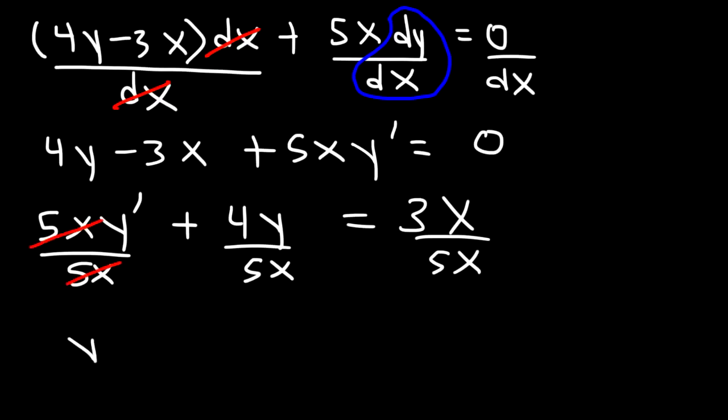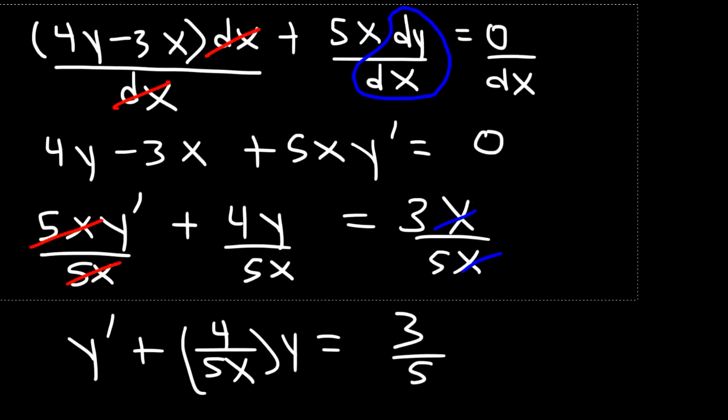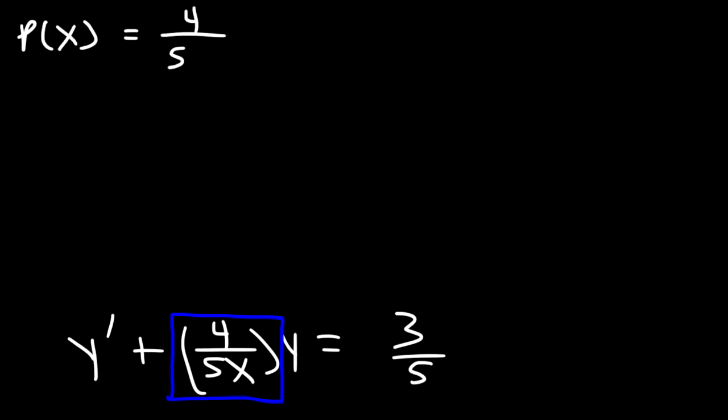So we're going to have y prime plus 4 over 5x times y, and that's going to equal 3 divided by 5. Now it's in standard form. So we can see that p(x) is 4 over 5x, and then q(x) is a constant, and that's 3 divided by 5.